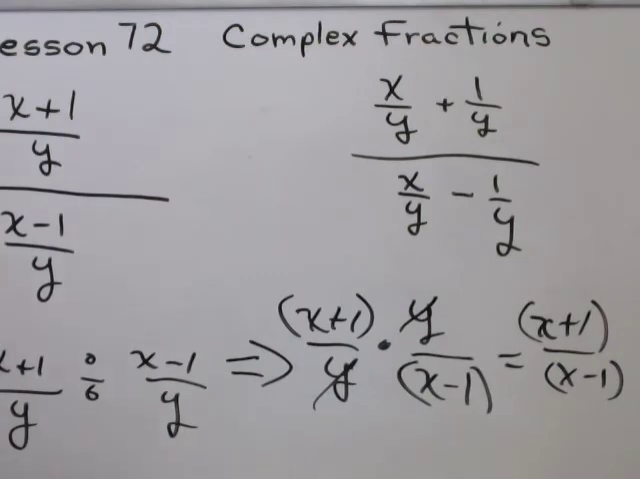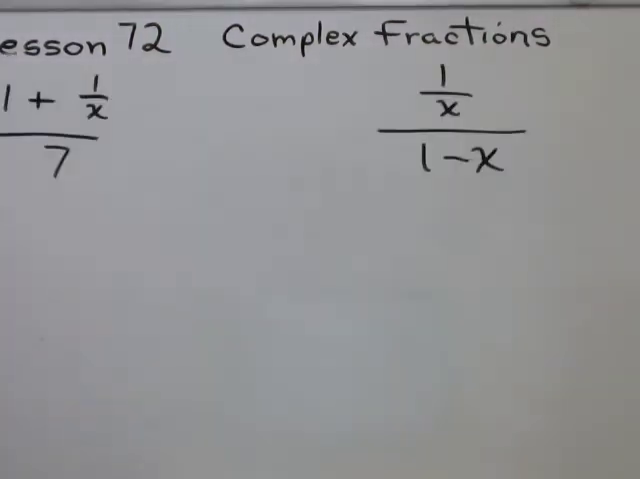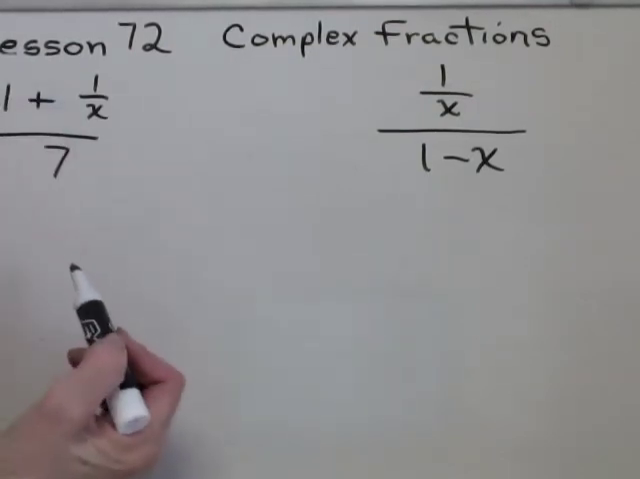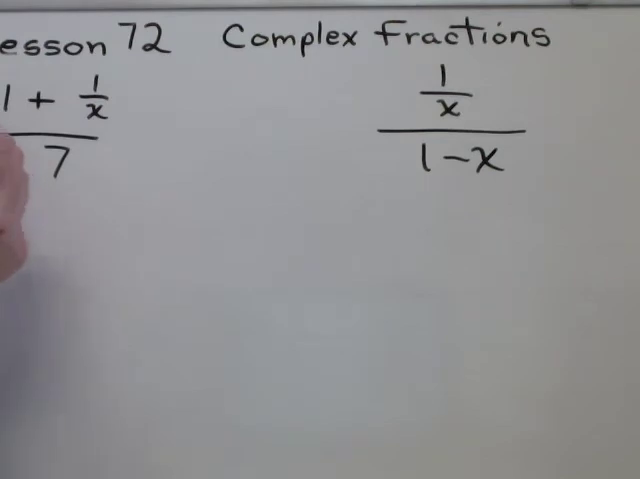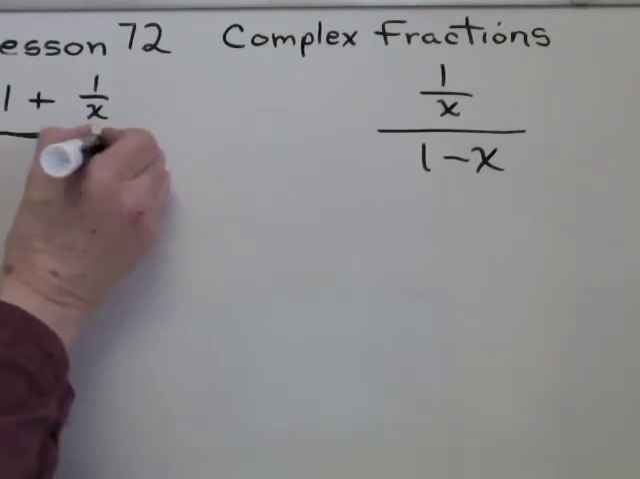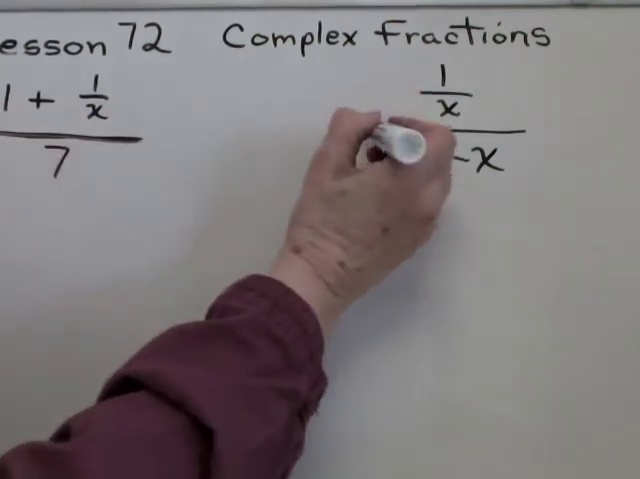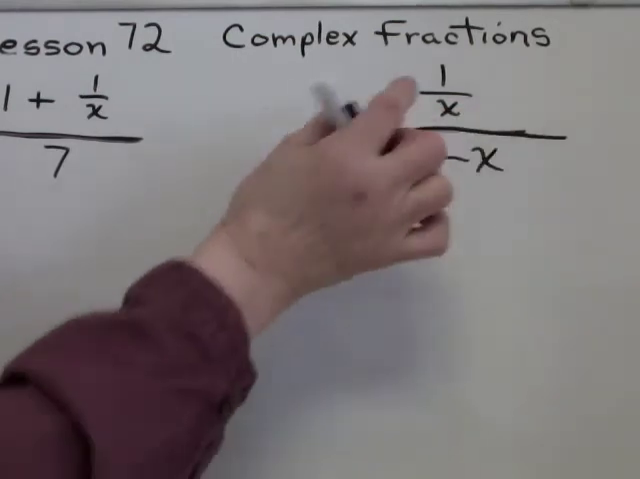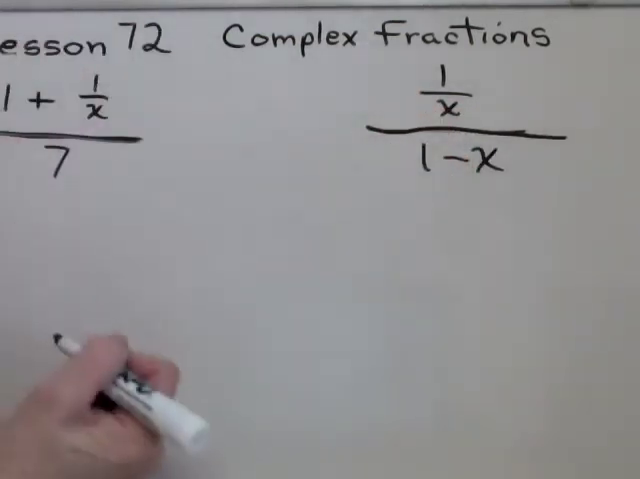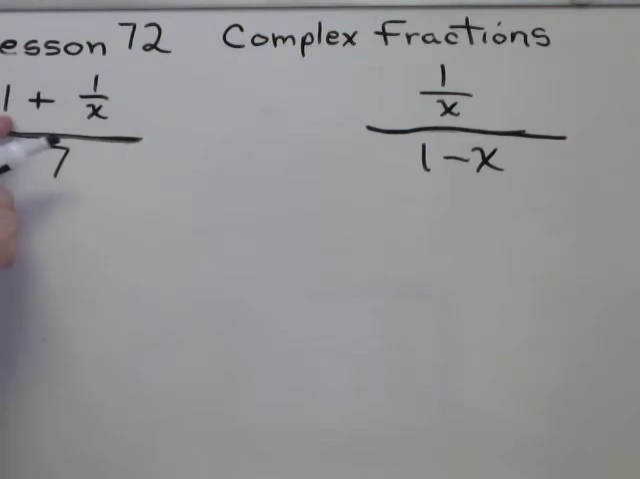All right, I'm going to clear my board and we'll do one more example. Okay, here. I have two more examples. All right, again, we have a complex fraction. Here we have the main fraction bar. On the top there's a fraction, on the bottom there's not. So, how do we solve this? First of all, I need the top to be one fraction. So make this first one a fraction by putting a 1 underneath it.